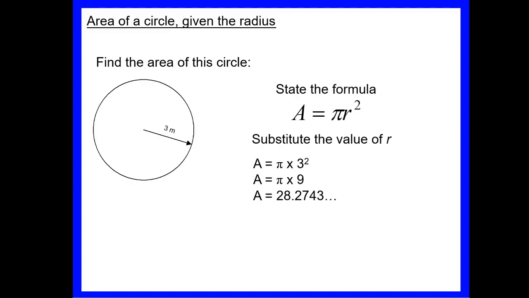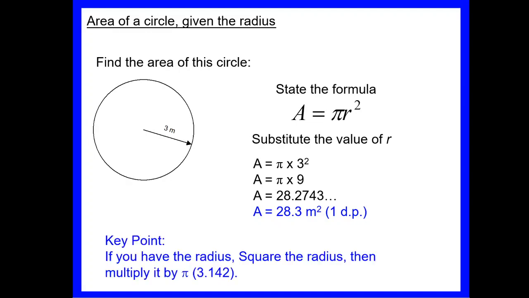We get 28.2743, etc. Again, because we're using pi, we will always get this really, really long number that we don't necessarily want to write it all down. And now we can round it. So we get 28.3 meters squared. So we're talking area, so we're talking square units. So our formula here has a squared and our answer has a squared. Okay, so a good way to remember is that we've got a squared in the formula and we have a squared for the units of the answer. Let's have a look at a couple more as well then. So our key point there, if you have the radius, square the radius, then multiply by pi.